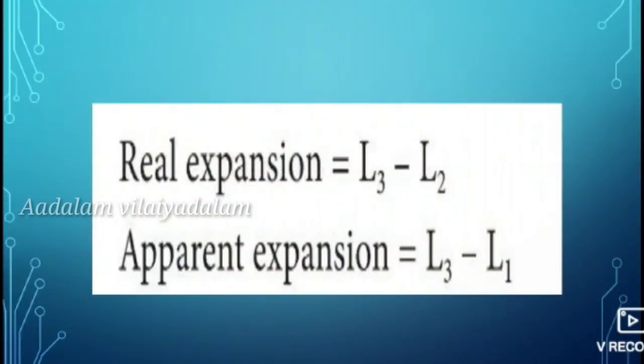The real expansion is calculated by L3 minus L2. That is, the level of expansion of liquid is subtracted by the level of expansion of container. Then we get the real expansion. And the second one, apparent expansion, is calculated by L3 minus L1. That is, the level of expansion of liquid minus initial level of liquid. Then we get the apparent expansion.